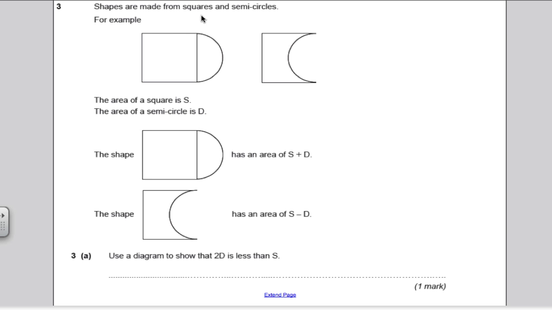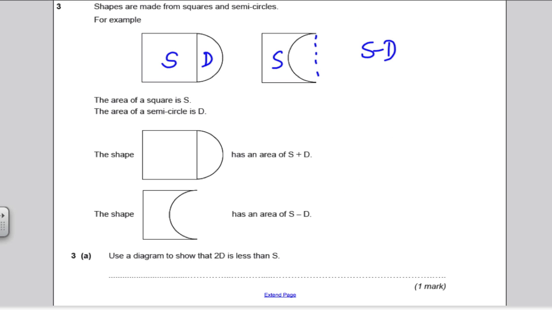Question 3. Shapes are made from squares and semicircles as in above. The area of a square is S, the area of a semicircle is D, so this is clearly S plus D, and the area of this, if it was a whole square, would be S, and this is D, so the leftover area is S, take away D. Use the diagram to show that 2D is less than S.